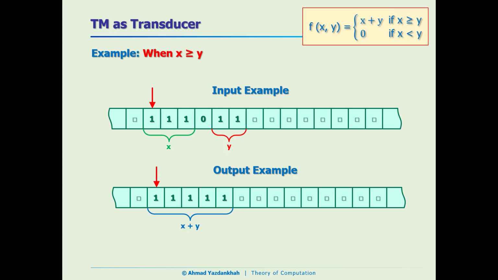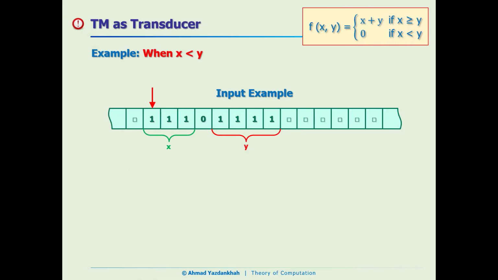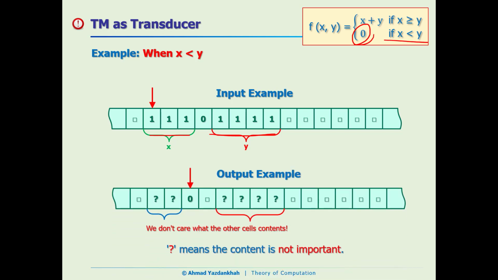Let me take an example where x is less than y, so x is 3 and y is 4. What do we expect to see? Based on this function, we expect to see 0. It means that I need to see a 0 here with the cursor pointing to it, right? And after that, we need to have a blank. Why? Because we want JFLAP to show the 0. In this way, it shows the 0.